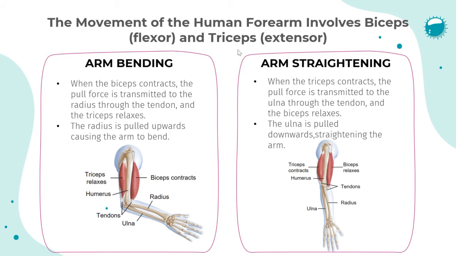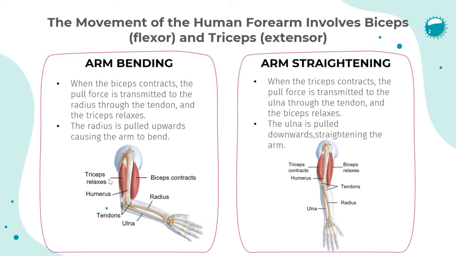Whereas the tricep is an extensor, because when the tricep contracts, it will cause the forearm to straighten. Make sure you can remember that: bicep as flexor, tricep as extensor. Now let's discuss what happens during arm bending.